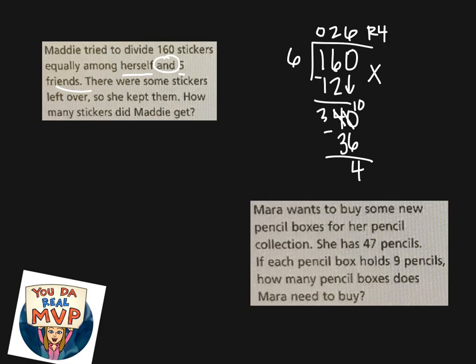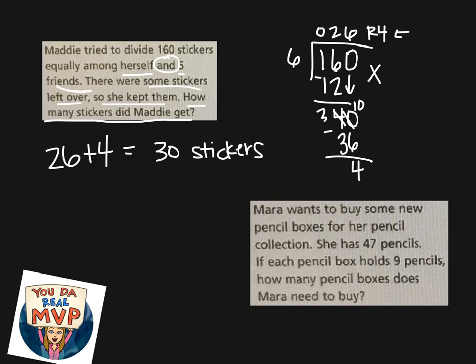So let's look at the question now to figure out what I do with that remainder. How many stickers did Maddie get? There are some stickers left over, so she kept them. These are the stickers she's talking about, the leftovers. So she keeps them. Oh, okay, so she's going to get the 26 stickers plus the leftovers. So this time, I'm actually adding the remainder to the number. So Maddie is going to get 30 stickers because she kept the remainder. Cool. On to the next one.